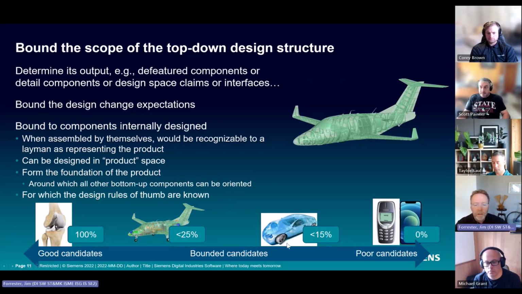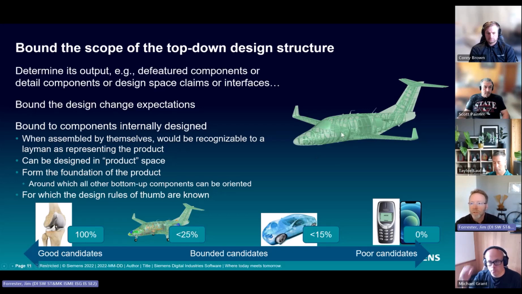Similarly with a car, you're probably using even less of it. More parts are being bought. And then with a phone, again, in this example, you probably wouldn't use it at all, right? That's kind of from a percentage BOM point of view. So for the Eclipse 500, this example here, you probably only use it for the structure.